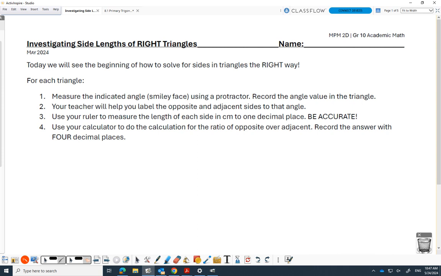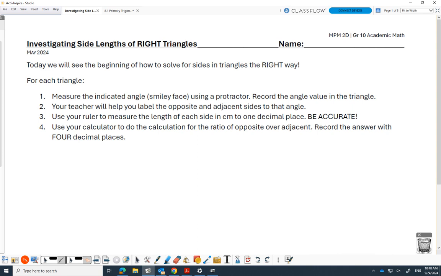So for each triangle, you now have the weapons you need. You can have time in just a second, just listen. Measure the indicated angle, where the smiley face is, using your protractor. Record the angle value in the triangle. Your teacher will help you label the opposite and adjacent sides.